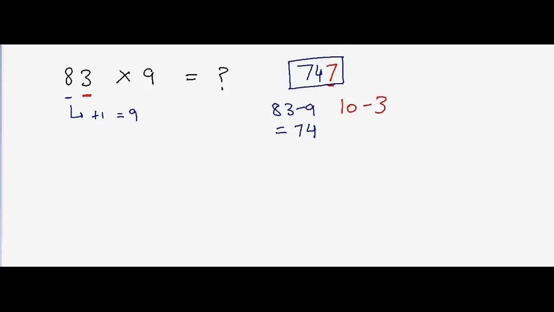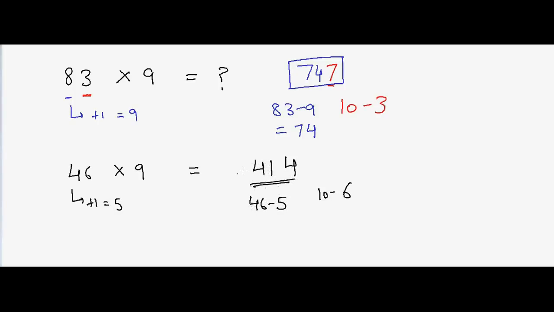Let me try it again. So if I have 46 and I want to multiply this by 9, in that case 10 minus 6, that will be equal to 4, and then 4 plus 1 is equal to 5. So 46 minus 5 is 41. So the answer is 414.